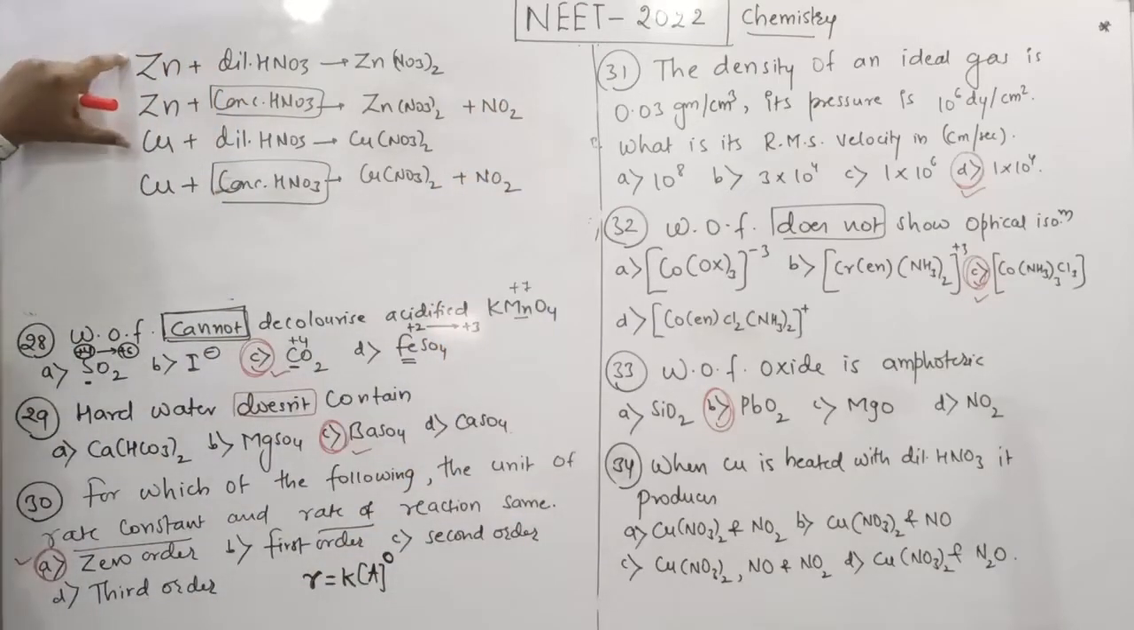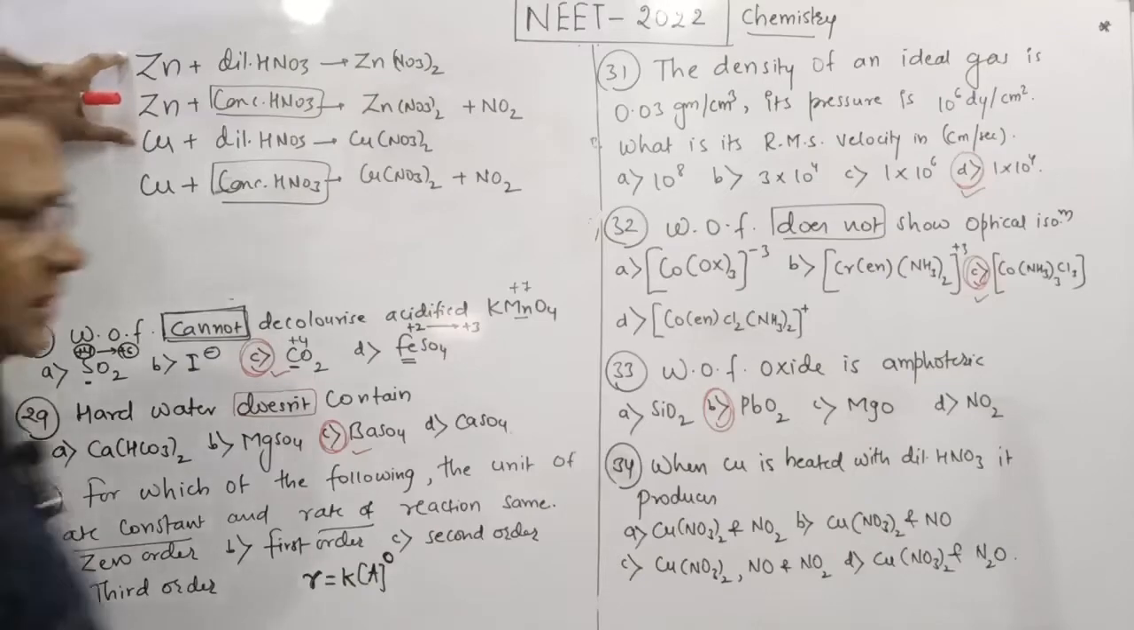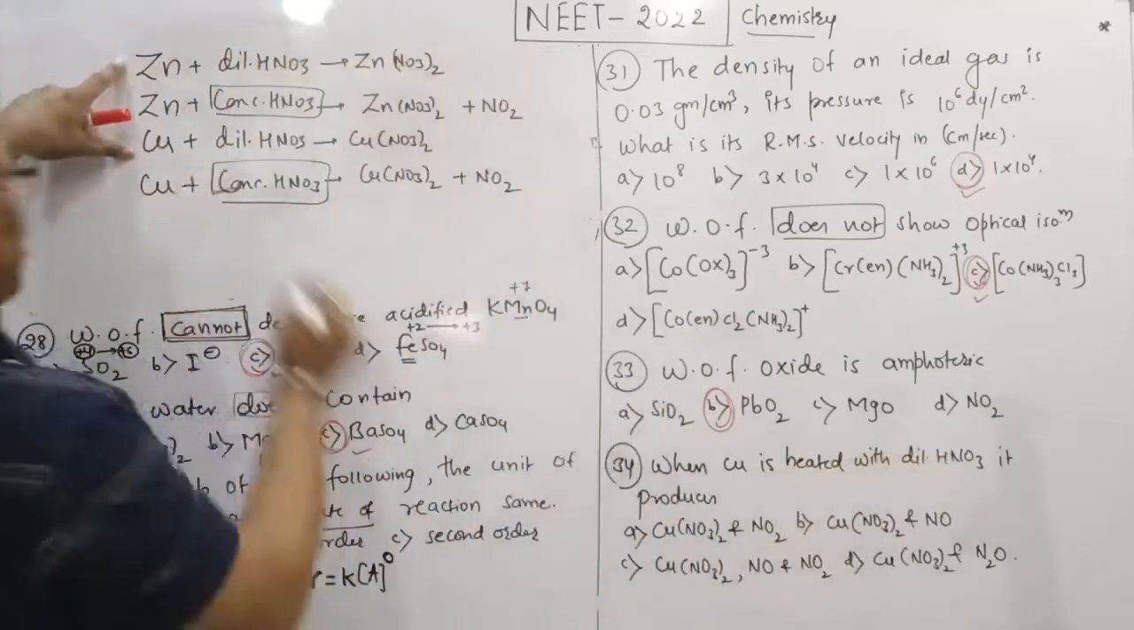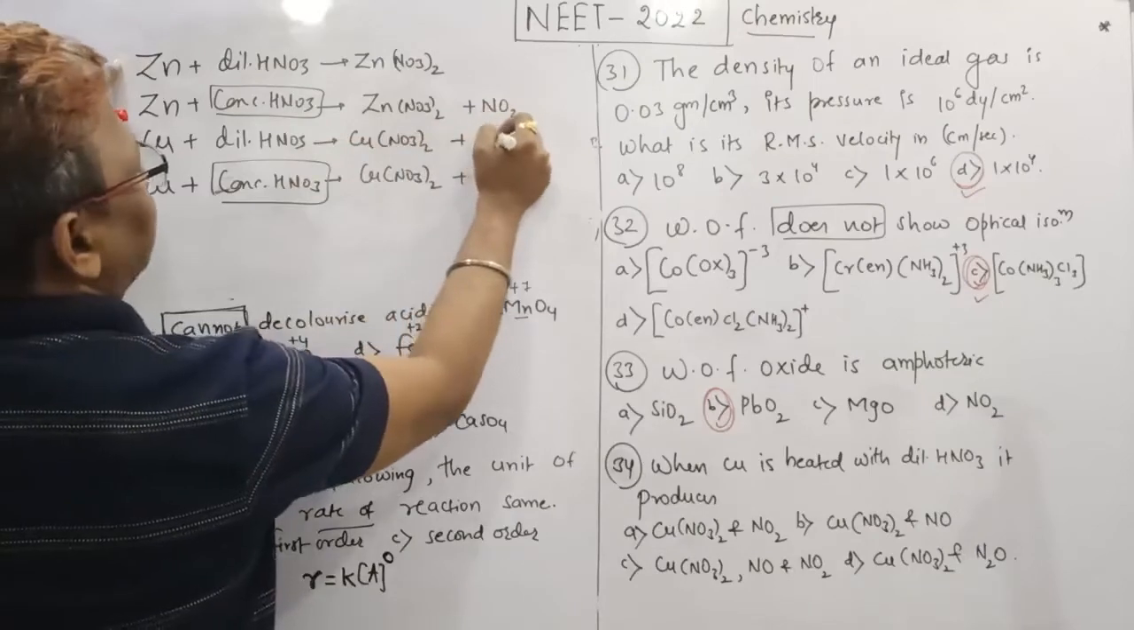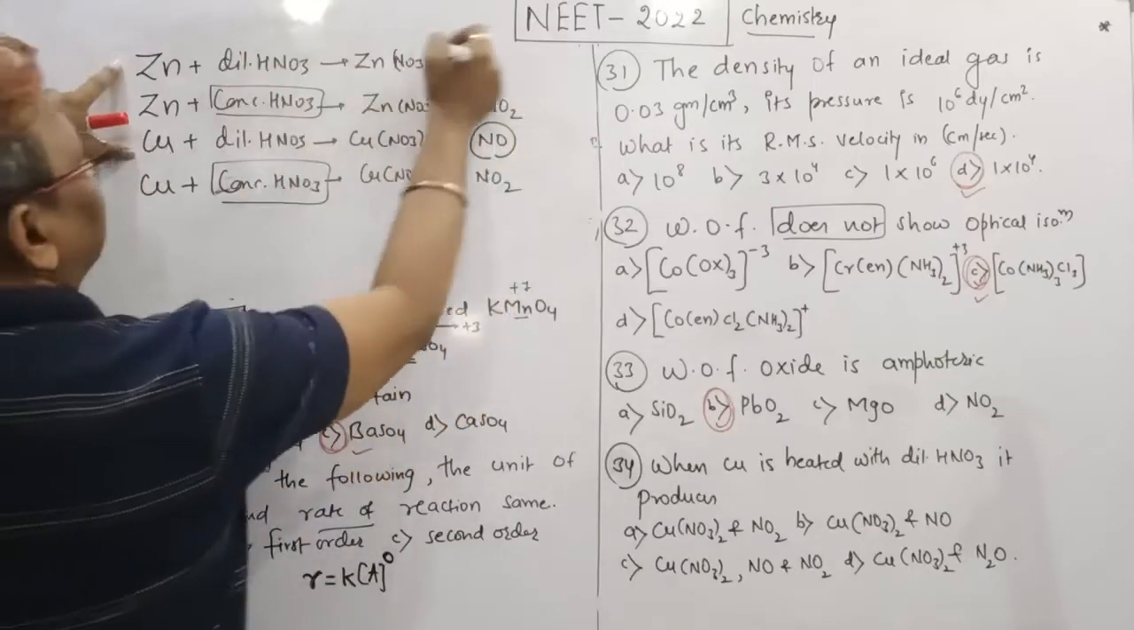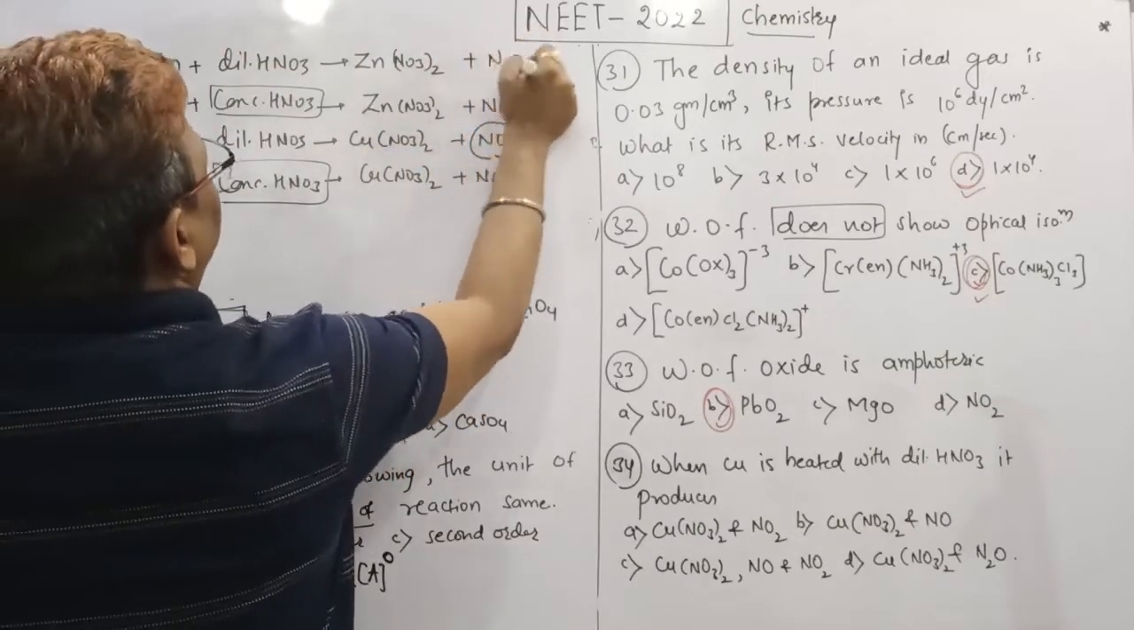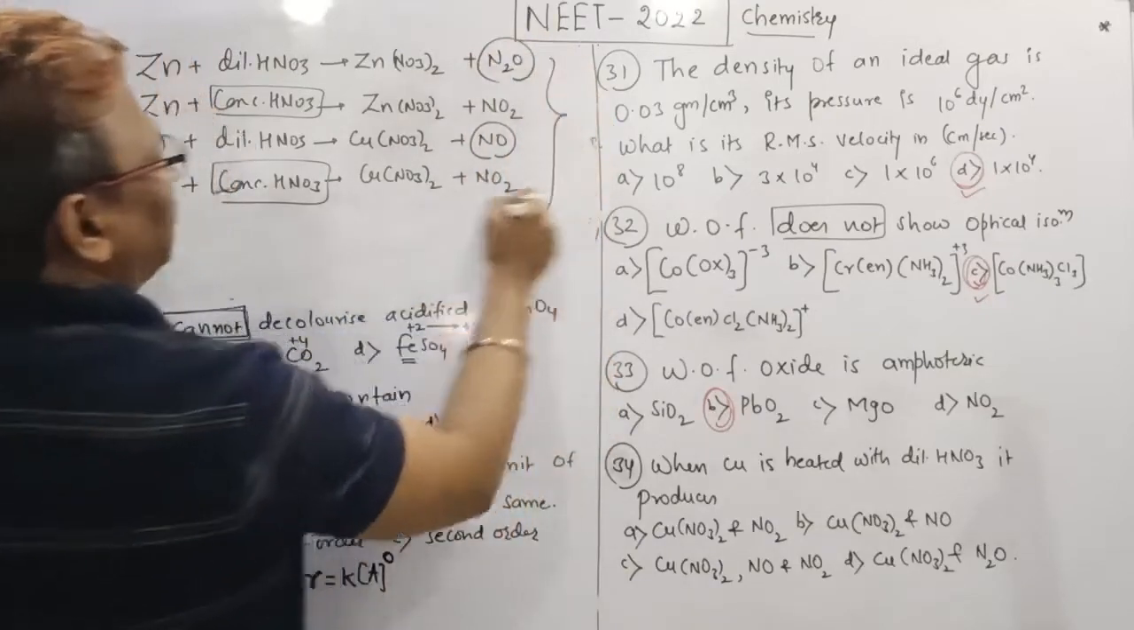But now the question is zinc and copper, beta. See, copper with dilute nitric acid gives rise to the gas called NO gas, and zinc with dilute nitric acid gives rise to the gas called N2O gas. This is a small trick you remember, beta.